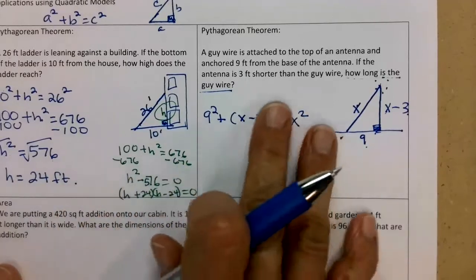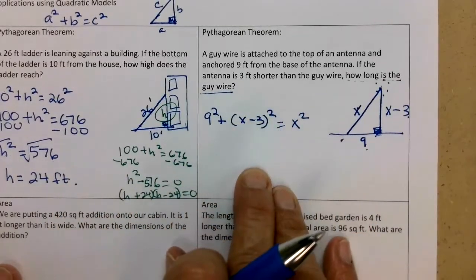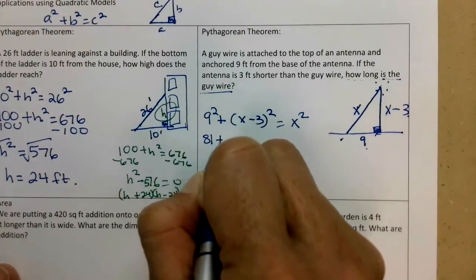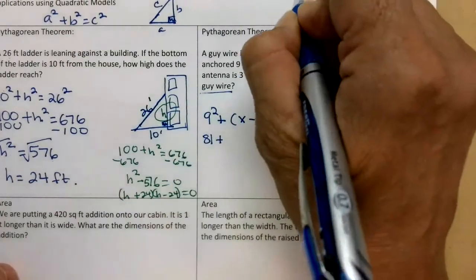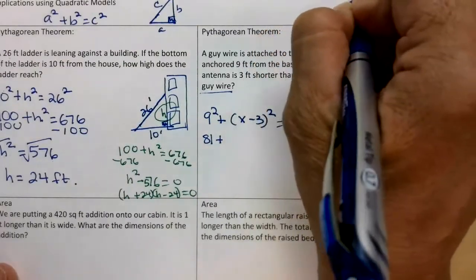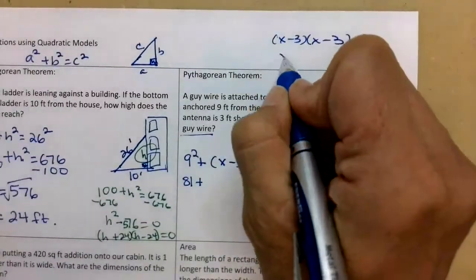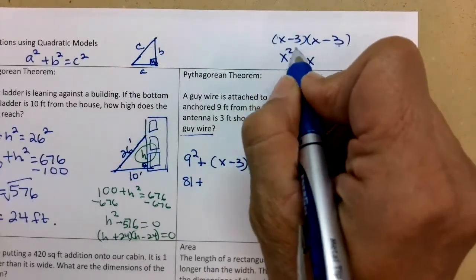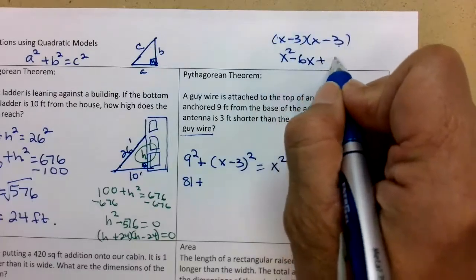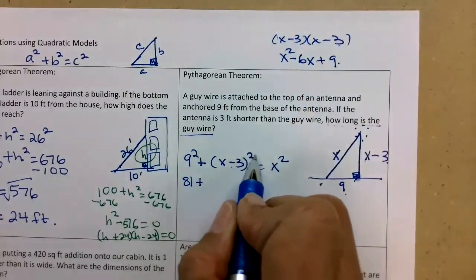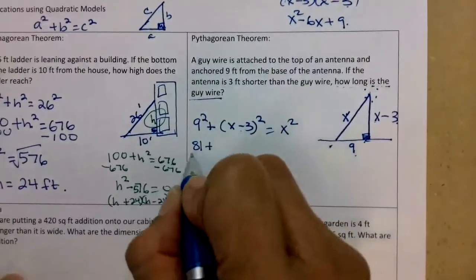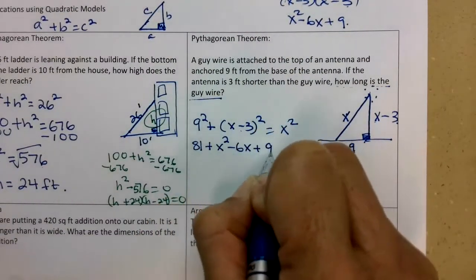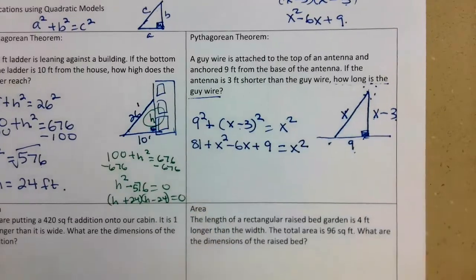So we're going to go ahead and simplify this binomial squared. We'll square the 9. Let's see what we get. 81 plus. So square that out. And you can do a little workspace up here if you want. x minus 3 times x minus 3. So we'll get x squared minus 6x, right? So minus 3x, and then plus 9. So I'm going to replace that (x minus 3) squared with those 3 terms. Here we go. 81 plus x squared minus 6x plus 9 equals x squared.